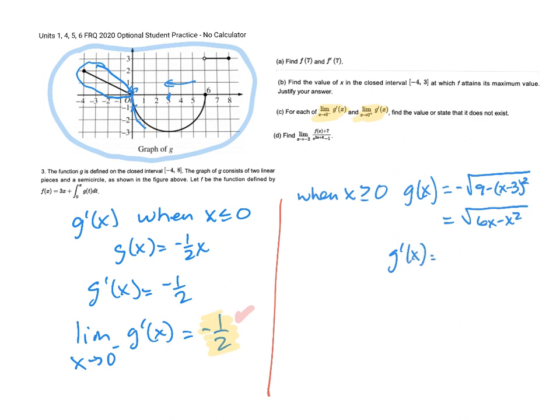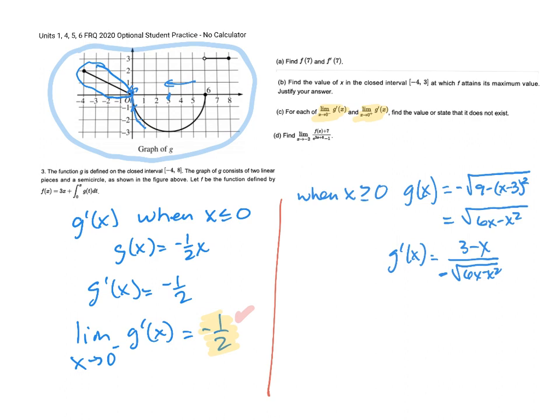The derivative of that, if you use the chain rule, is going to be 3 minus x over the square root of 6x minus x squared, and that thing is negative. I'm going to reposition that negative sign. That looks a little funky. Let's just put it on the denominator. Okay.